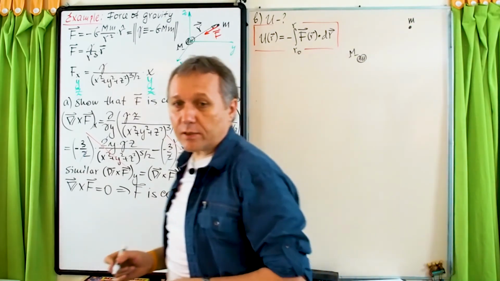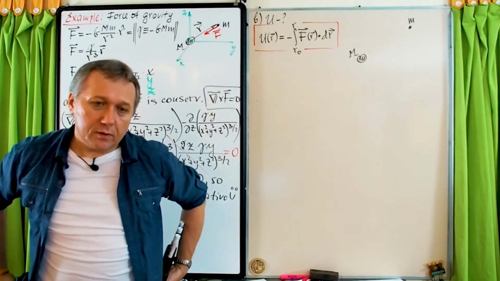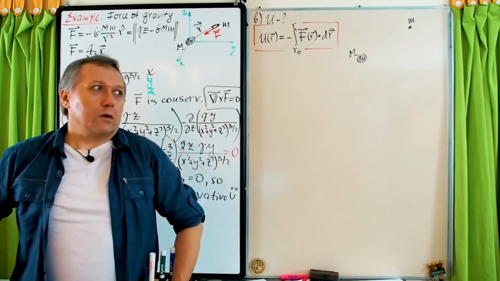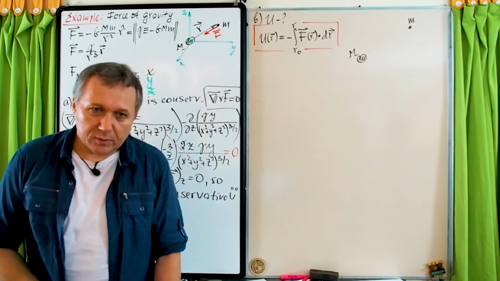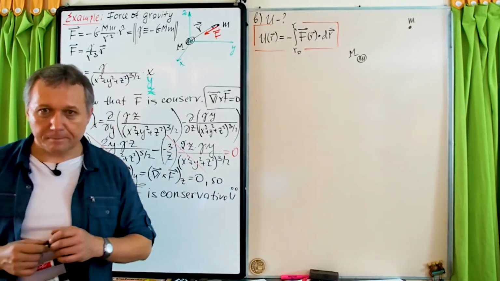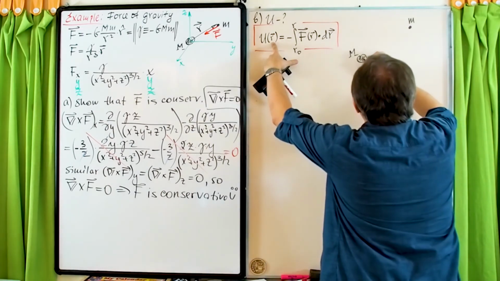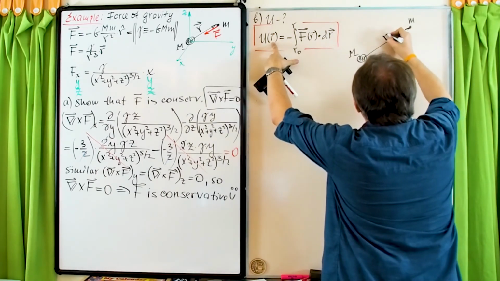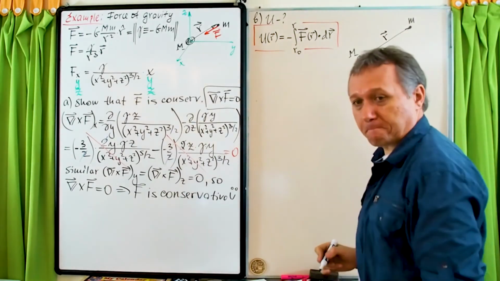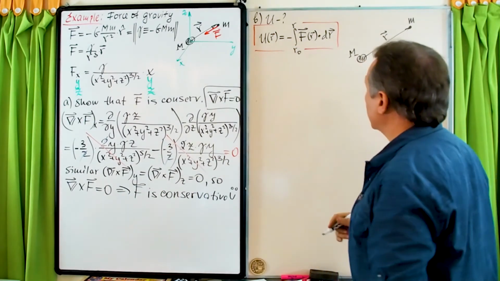Again, potential energy, it's an energy of interaction. Of course, there must be at least two objects interacting. If you have a point mass in an empty space, what will be the potential energy? Of course, 0, because there is nothing to interact with. That's the position where that mass is.